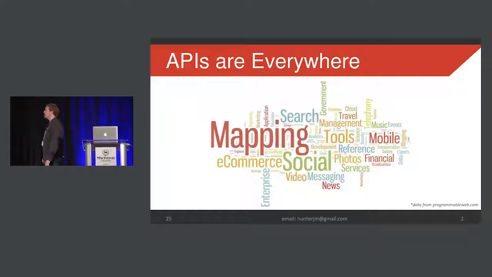But first, I want to start off with APIs are everywhere. This is a word map from Programmable Web that shows you what types of APIs there are, the biggest three being mapping, search, and social. Some of these APIs are simple, and some are extremely complex. The stories I have today focus mostly on the complex APIs, but they can relate to simple integrations as well.